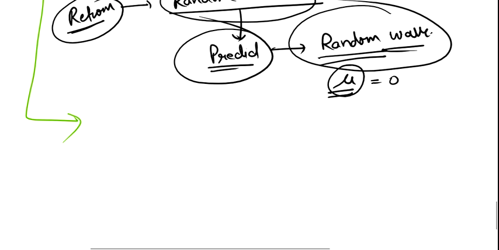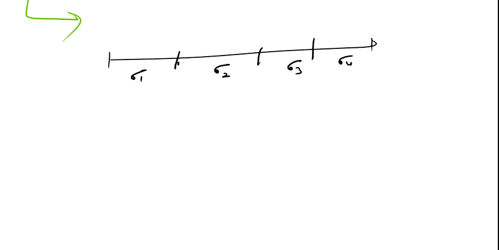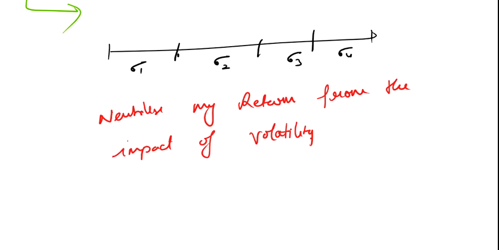What I am saying is that I have the data for the whole 1 year, and now I am finding the volatility, that is sigma 1, sigma 2, sigma 3 and sigma 4. So what I want to do is neutralize my return from the impact of volatility. Clear?